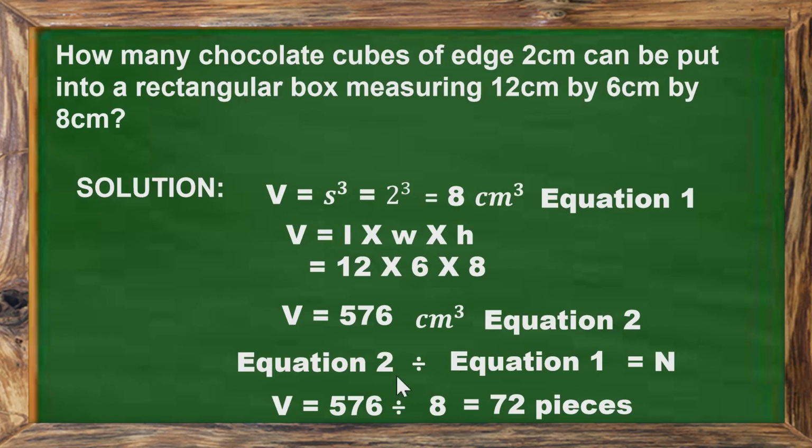Then, equation 2 divided by equation 1 equals n. Yung equation 2, this is the rectangular box divided by the chocolate cube. This is equation 1 equals n. Ang n po yun yung number of pieces ng chocolate cube na mailalagay sa rectangular box. So, volume equals 576. Ito po yung volume ng rectangular box divided by 8. Ang 8 po yung volume ng chocolate cube. So, 576 divided by 8 equals 72 pieces.